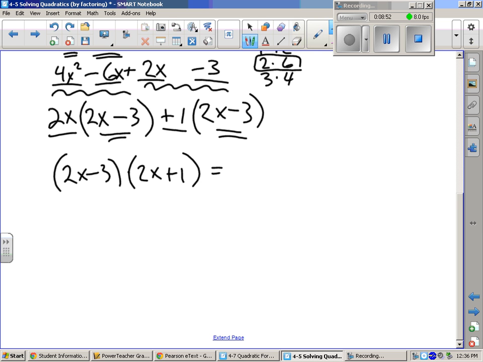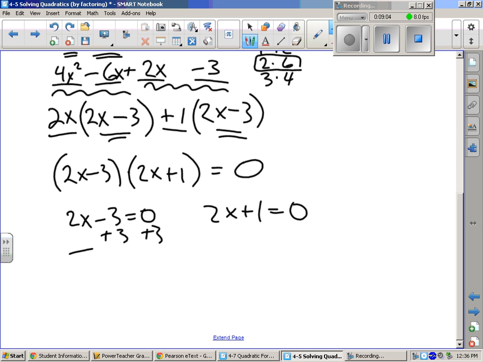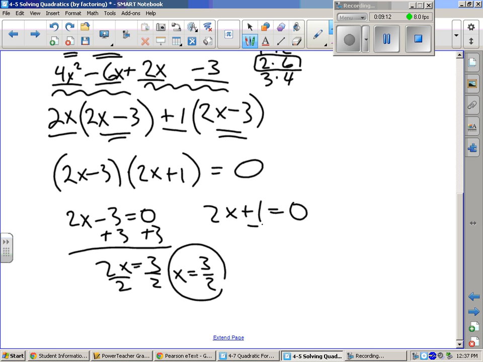Now, this is still equal to 0 from the beginning. Now we got to do our little one at a time here. Set each part, your A and your B, equal to 0. Add 3. So 2x equals 3. Divide by 2. We get x equals 3 halves. That one's done. Subtract 1. 2x equals negative 1. Divide by 2. And we get negative 1 half.